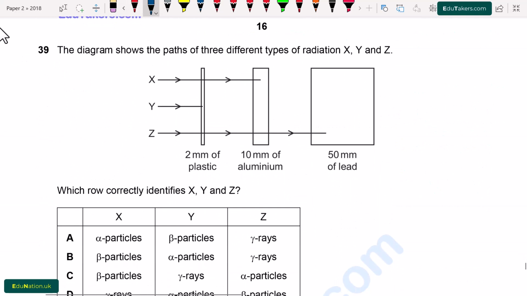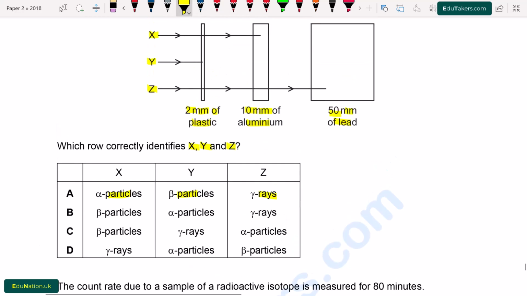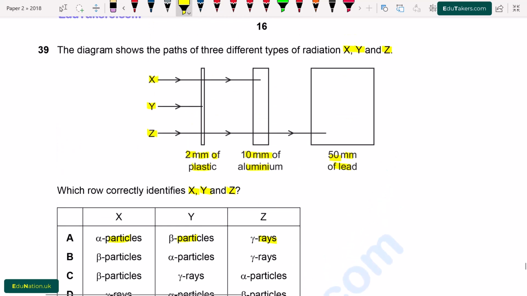Question number 39. The diagram shows the path of 3 different types of radiation X, Y and Z. There are 3 radiations X, Y and Z. 2 mm of plastic, 10 mm of aluminium and 50 mm of lead is also shown. Which row correctly identifies X, Y and Z? In option A, alpha particle, beta particle and gamma rays, it means that we have to identify which one of the following is the alpha particle, beta particle and gamma rays.